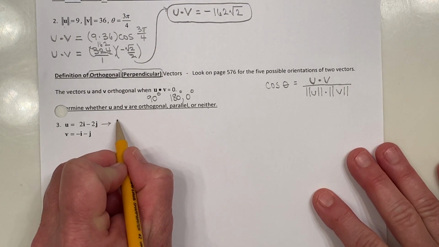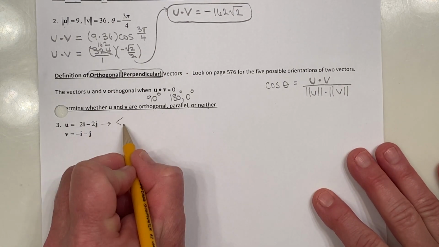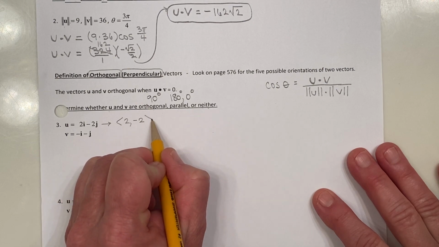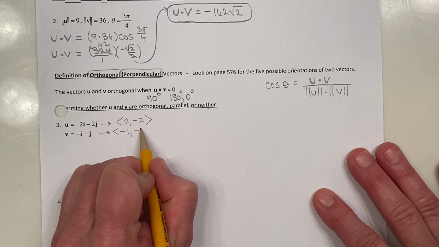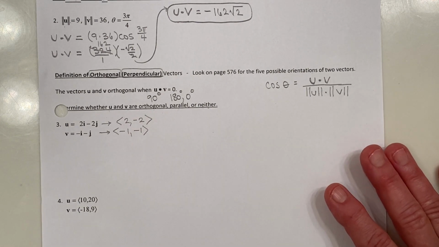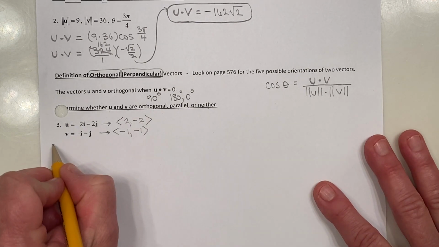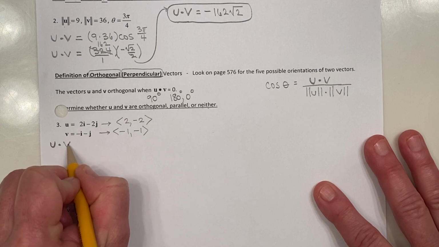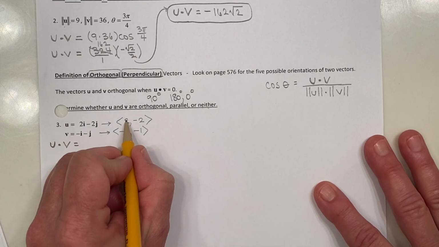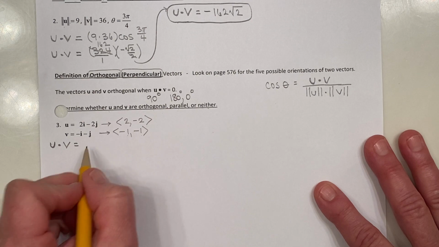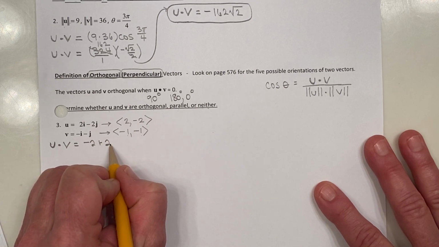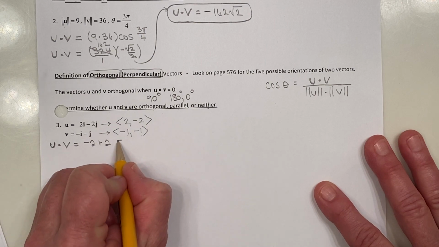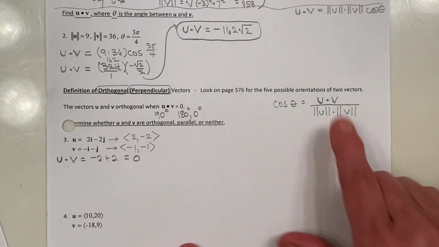All right, if you want to write them in component form, since they're in linear combination form, that'd be fine. What do we have here? -1, -1. Okay, let's find the dot product. So that product is -2 and that product is 2. So -2 plus 2. So that's going to give us 0 in the numerator of this fraction.